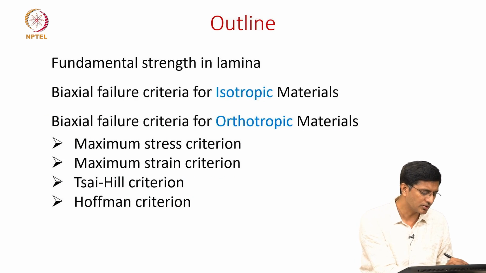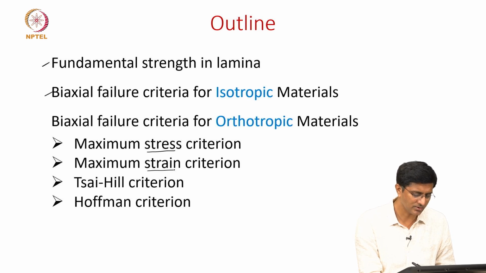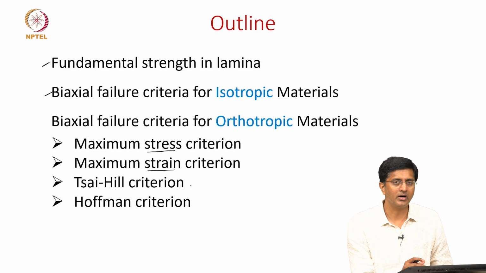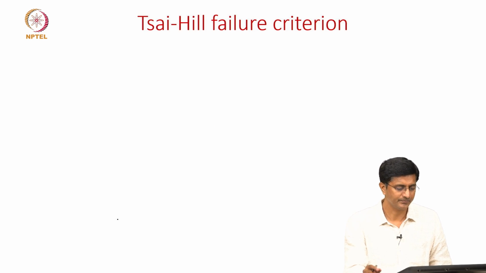So we already discussed the failure strengths and we also discussed the biaxial failure criteria. In the previous video we looked at two failure criteria, which are the maximum stress and strain. But we said neither of them are matching with the experiments, and that's the reason why we want to focus on these Tsai-Hill and the Hoffman criterion. So let's start with the Tsai-Hill criterion.